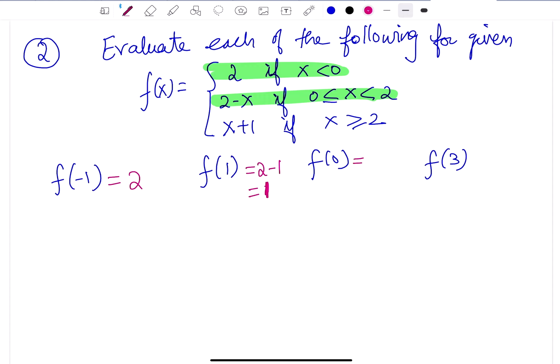To evaluate f of 0, we're going to look at the second rule again, because that's where we have the equal sign. In the first rule, we don't have the equal sign, so second rule. And we're going to replace x by 0, which is going to equal 2 minus 0, which is 0. And to evaluate f of 3, we will be looking at the very last rule, because x equals 3 lies in that part of the domain. So that would be 3 plus 1, which is 4.